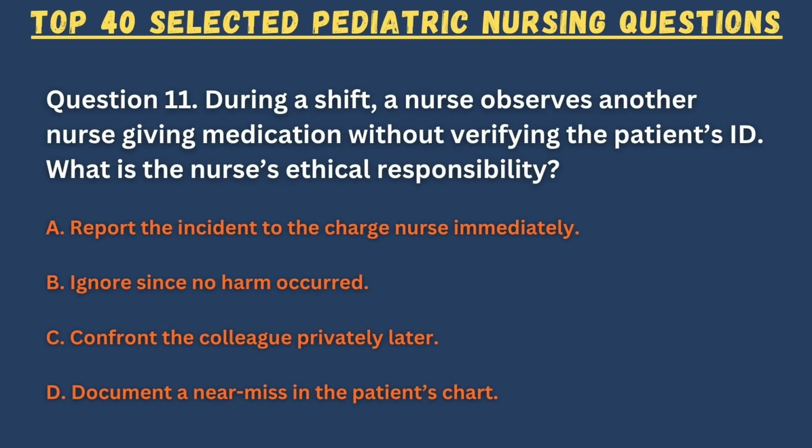Question 11. During a shift, a nurse observes another nurse giving medication without verifying the patient's ID. What is the nurse's ethical responsibility? A. Report the incident to the charge nurse immediately. B. Ignore since no harm occurred. C. Confront the colleague privately later. D. Document a near miss in the patient's chart.